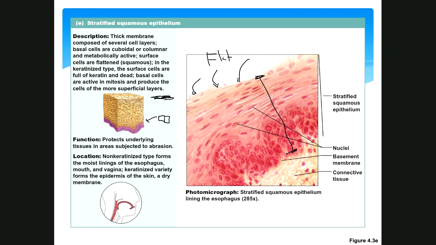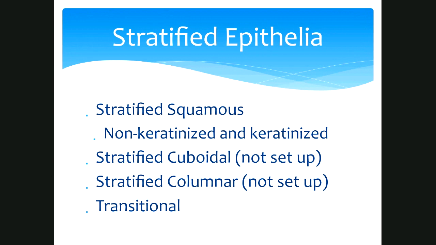But there's two varieties of stratified squamous. And the difference between them is keratin. Keratin is a protein that our bodies make. And it's what our hairs are made out of. It's what our fingernails and toenails are made out of. And it's also in our skin. And so keratinized is found in the skin. And if you touch it, your skin is dry. So sometimes this is called dry.